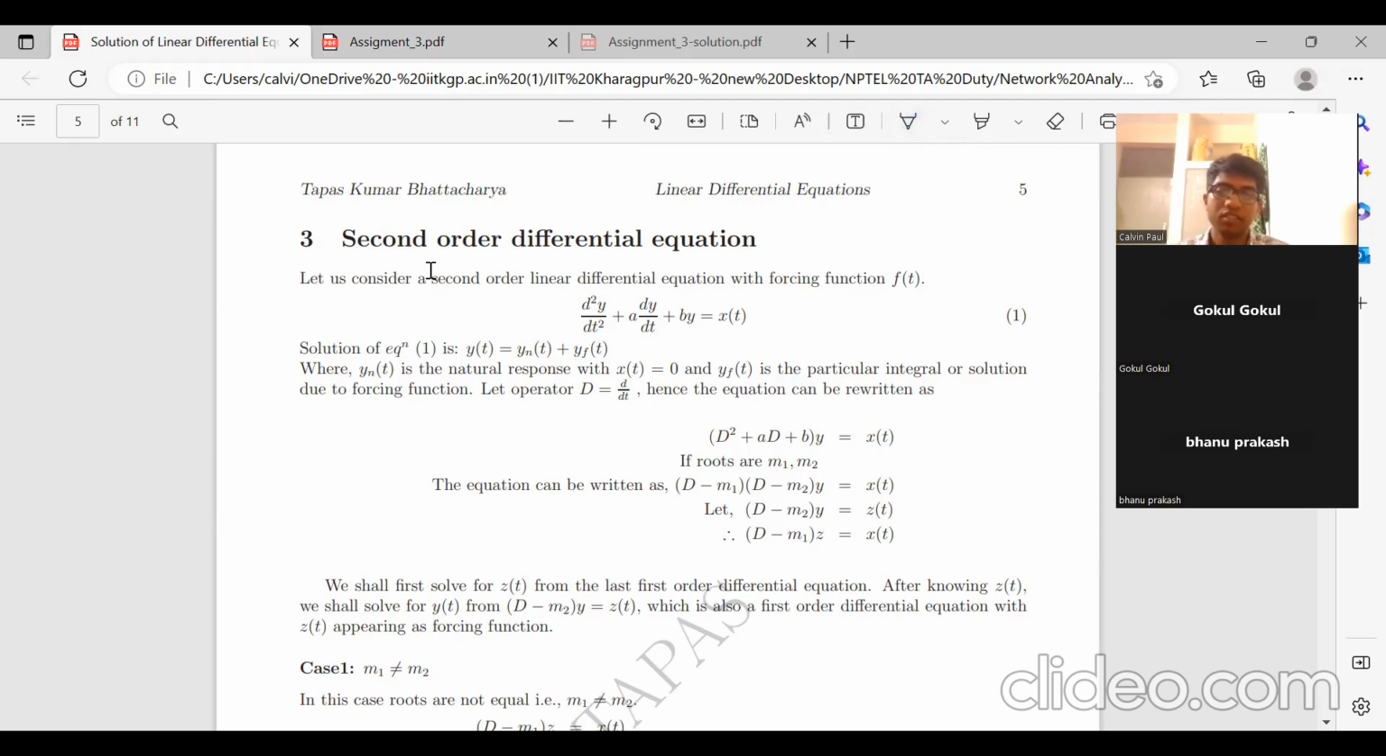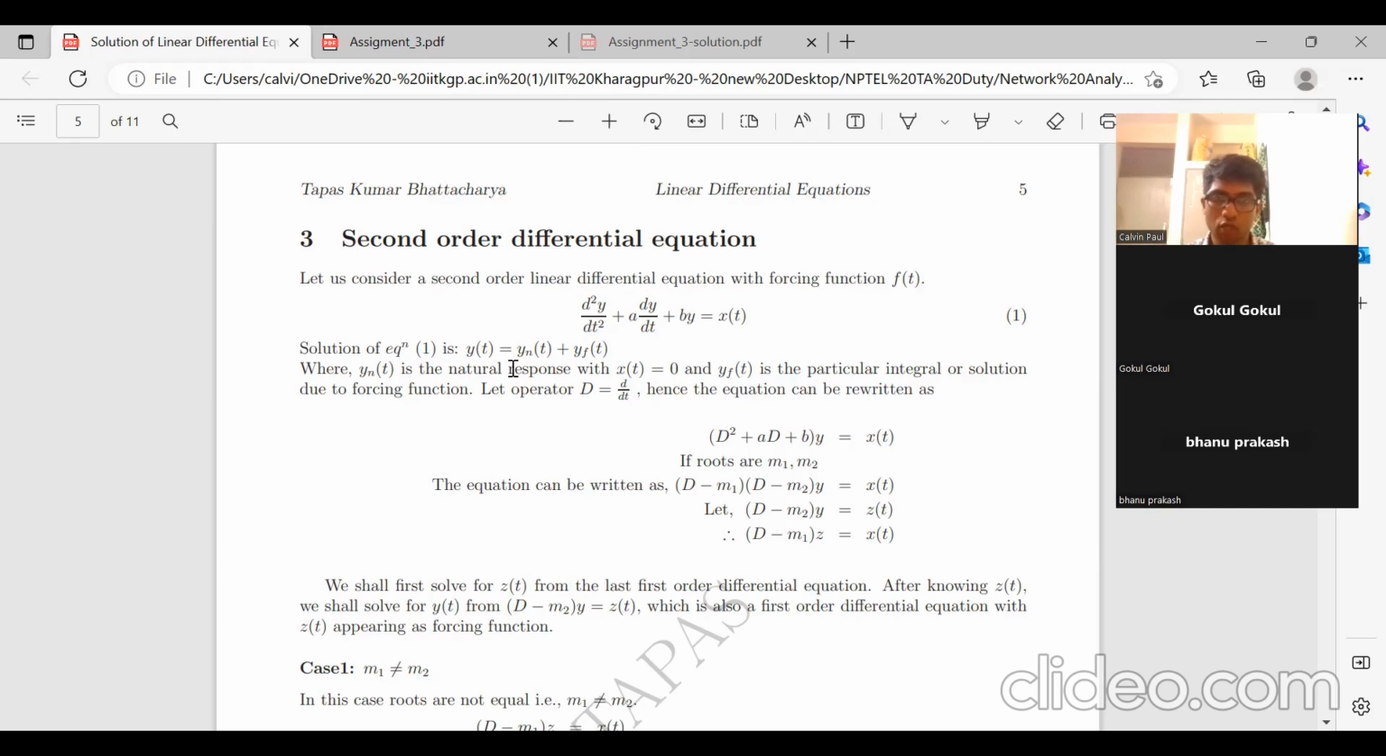Over here, this is a second order differential equation, and we will write it in this form: d2y upon dt2, where y can be the capacitor voltage or the inductor current, anything, plus a into dy upon dt plus b y is equal to x of t. So x of t is like a forcing function, the function which is driving the circuit, usually the input voltage source or input current source or something similar.